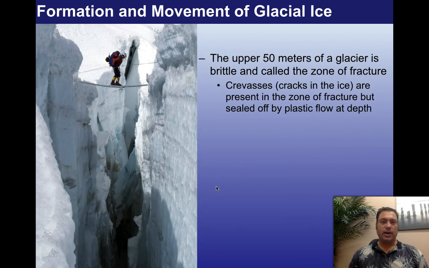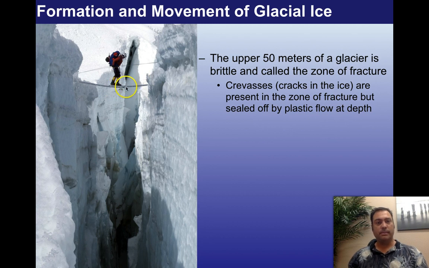So here's one of those fractures I was talking about. The upper meters of a glacier is brittle and called the zone of fracture. Crevices, or if you're from Canada or England or some of these other English-speaking countries, they would call them crevasses. They both mean the same thing. These crevasses are cracks in the ice, and they're present in the zone of fracture but are sealed off by plastic flow at depth.